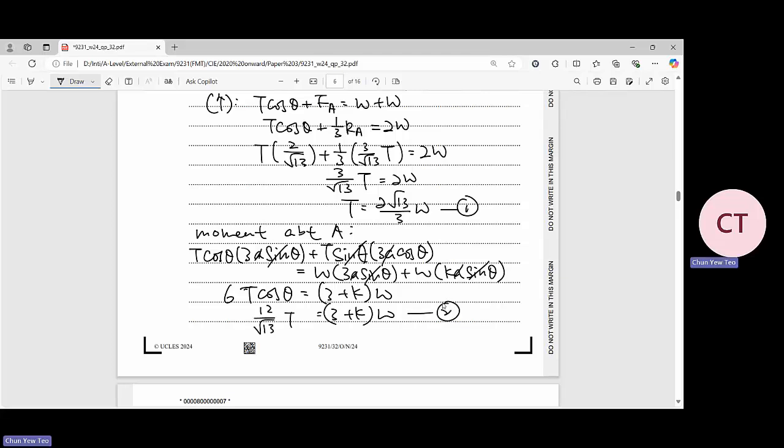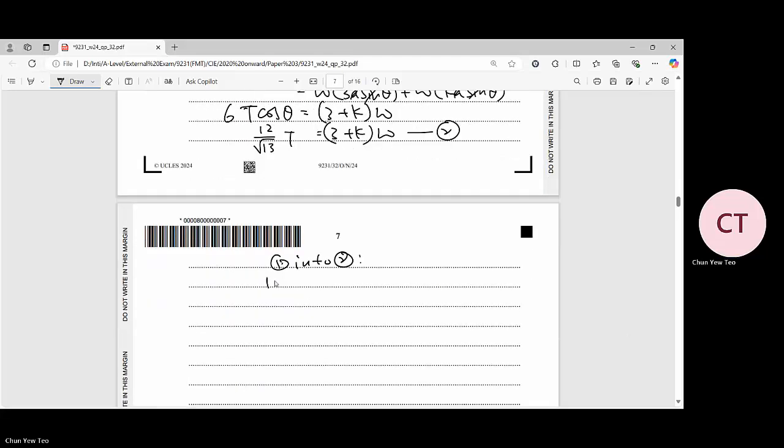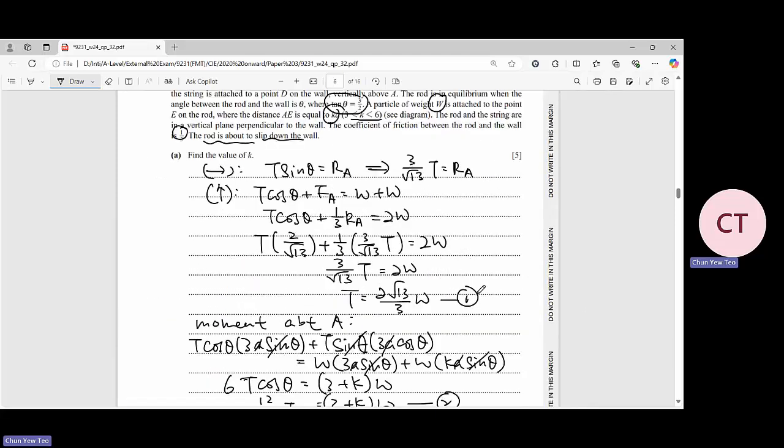I call this one equation 2. And I put 1 into 2. If I put 1 into 2, then it will be 12 over root 13 T, 2 root 13 over 3 W is equal to 3 plus K W. Cancel the W. This one can cancel, this one cancel. You get a 4. You get 8 equal to 3 plus K, and then you get K as 5. Done for part A. We found K is equal to 5.